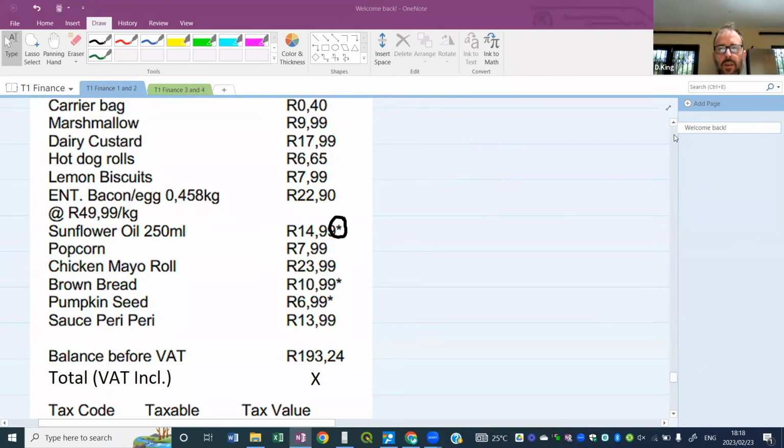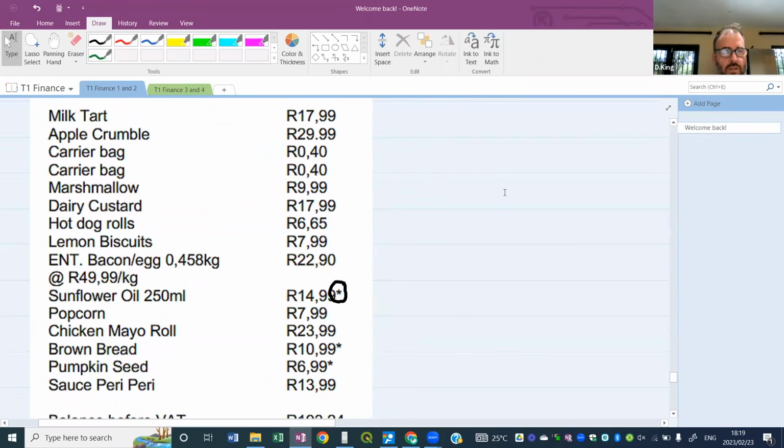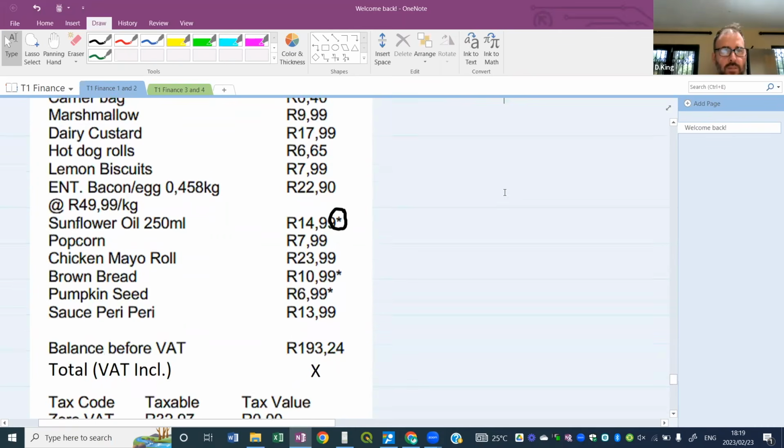If we have a look at our slip here, we've got quite a few items like carrier bags as well, marshmallows, dairy custards, hot dog rolls, lemon biscuits. We've got enterprise bacon.